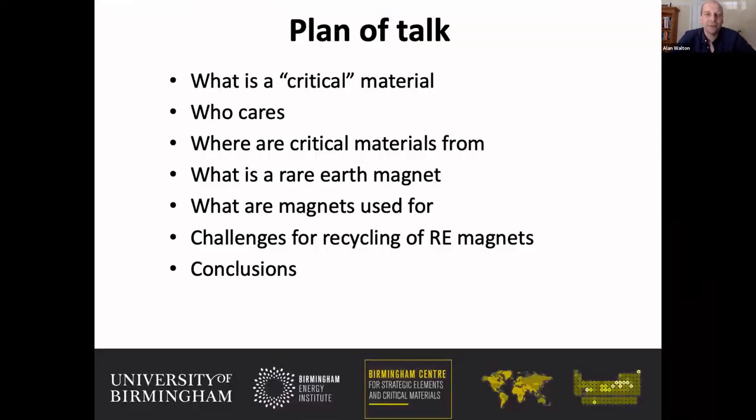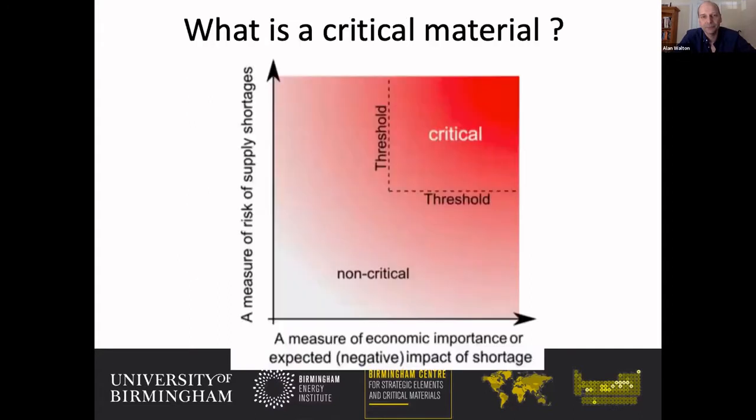So this is the plan of my talk. I'm going to tell you first what a critical material is, tell you who cares about them, where they're from, and what they're used for. And I'm going to narrow that down into what are described as rare earth magnet materials. So I'll tell you about what those materials are, what they're used for, and then some of the challenges around recycling of these types of materials, which are known as rare earth magnets. And then I'll have some conclusions at the end.